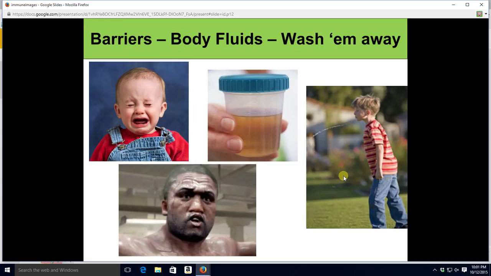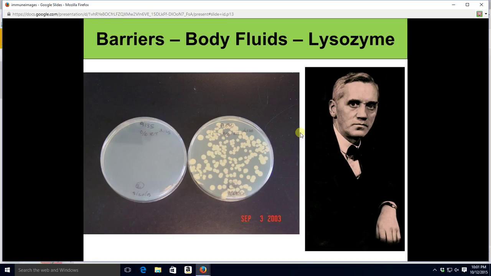Obviously, a lot of the barriers, not just the skin, but other barriers as well, including our tracts, our oral cavity, urinary pathway, our eyeball surfaces, are covered with body fluids. And one of the great things about body fluids is that they will physically wash pathogens away. Now, another great thing about body fluids is they have a chemical in them called lysozyme, which is an antibacterial enzyme, discovered by Professor Fleming here. I told you the story about this in class, or I will tell you if you haven't heard it yet. So, body fluids contain lysozyme, an antibacterial enzyme.